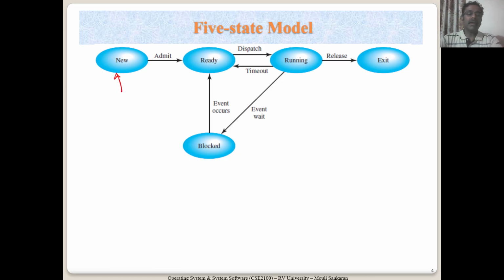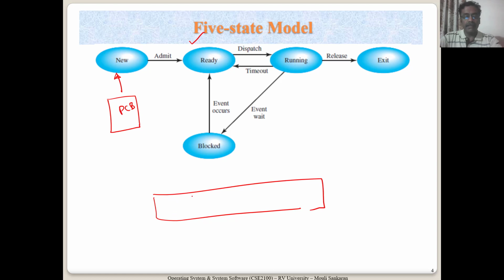The new state is the entry point of a process into the system. Here, what happens is once the process is created, a PCB entry is allotted. The first thing is a birth certificate is given, that is, PCB allotted. But still, this process is not ready to run. Why? When the PCB is created, it's not enough. It's an entry in the OS data structure. A PCB entry is given, maybe a PID is given to the process, a name.